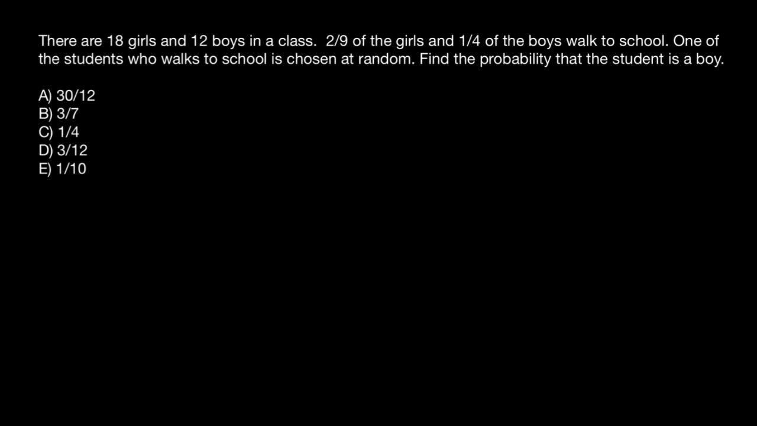So here is a problem. There are 18 girls and 12 boys in a class. 2/9 of the girls and a quarter of the boys walk to the school. One of the students who walks to the school is chosen at random. Find the probability that the student is a boy. And here are the variants to choose from. So let's analyze our problem.